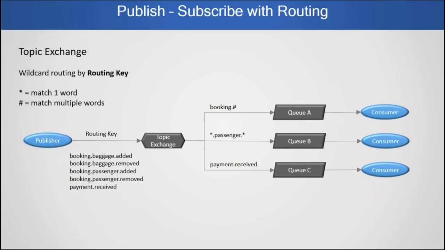We can get a bit more clever than that by using the topic exchange, where we leverage wildcards. Now, each routing key is made of multiple words separated by dots. And the wildcards we get match a single word with a star, or we can match multiple words with a hash. So in this example, we can route all messages which have a routing key of booking dot something to queue A. Queue B expects a 3-worded routing key where passenger is the middle word, and queue C does an exact match on payment received.